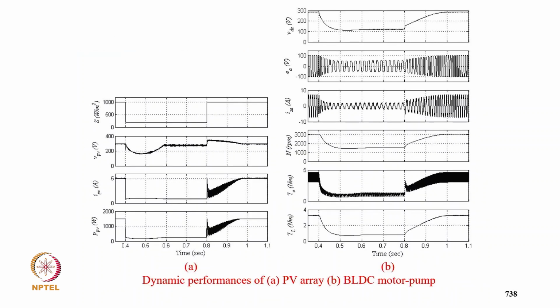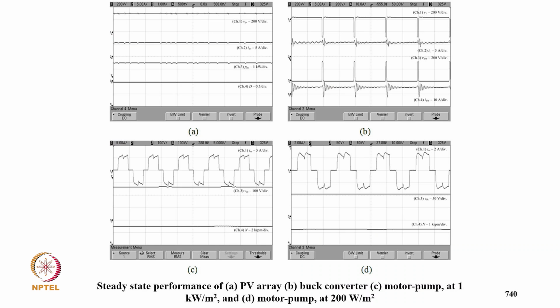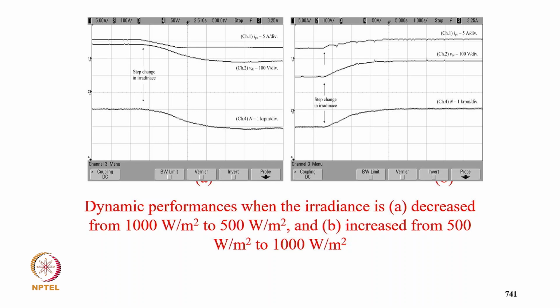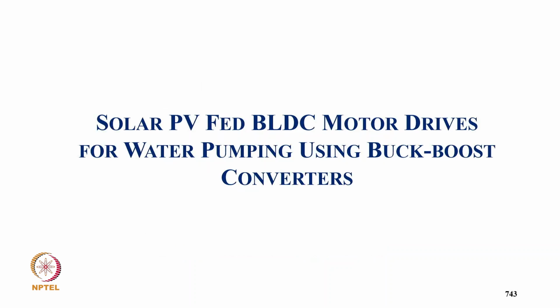Then the performance during the insolation change for all these parameters, and the experimental MPPT performance of the PV array at 1000 watt per meter square, then the PV voltage, PV current, PV power, duty cycle and winding current, then DC link voltage and speed of the motor at two different insolation levels, 1000 and 200 watt per meter square, and the performance during insolation change, 200 to 500 and 500 to 1000 watt per meter square: PV voltage, DC link voltage and speed, and then the PV current, the DC link voltage, and the current and the speed of the motor.